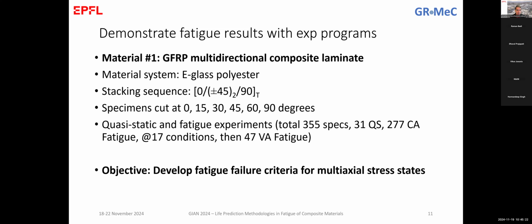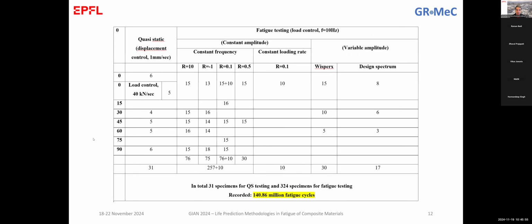What was the objective? You remember we discussed before about the objectives. Well, what is the expected result? In my case, the expected result was to create a database that was enough for helping develop a new fatigue failure criterion for multi-axial stress states, and also validate it for constant amplitude fatigue and for variable amplitude fatigue. So to do this, I had to create all this. So this is my test matrix. This is how we start testing.